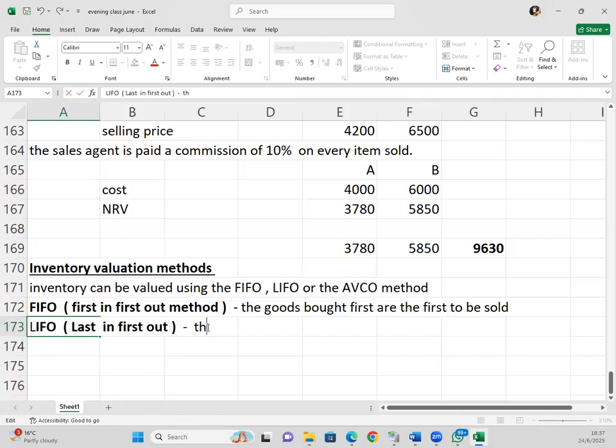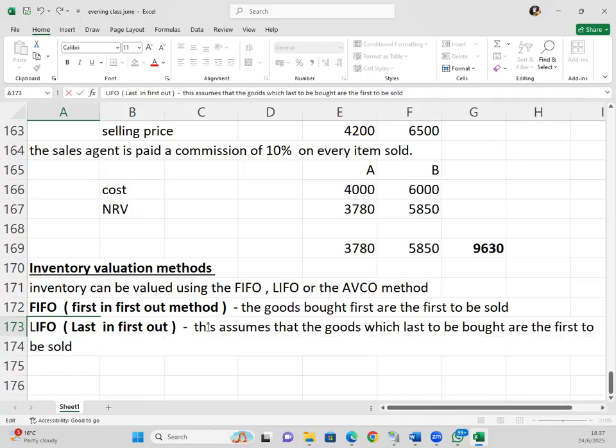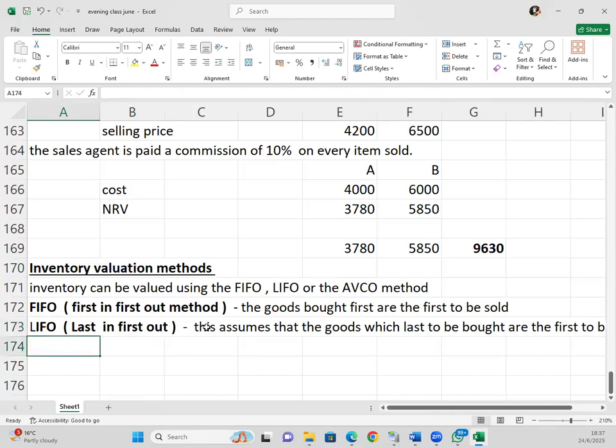So LIFO assumes that the goods which were last to be bought are the first ones to be sold. That's LIFO.